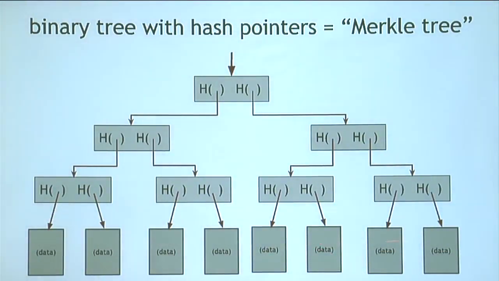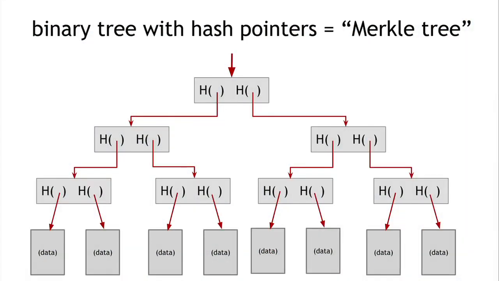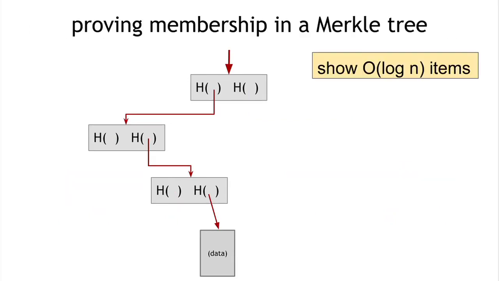So again, any attempt to tamper with any piece of data across the bottom will be insured against by just remembering the hash pointer at the top. Now another nice feature about Merkle trees is that unlike the blockchain that we built before, if someone wants to prove to us that a particular data block is a member of this Merkle tree, all they need to show us is this amount of data.